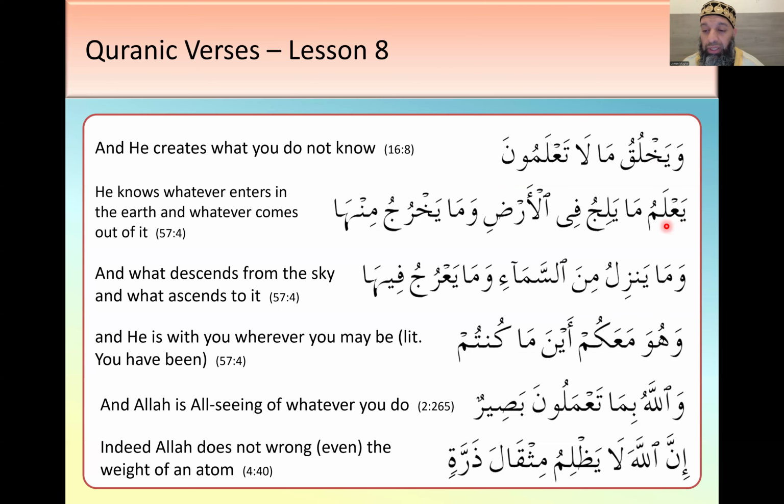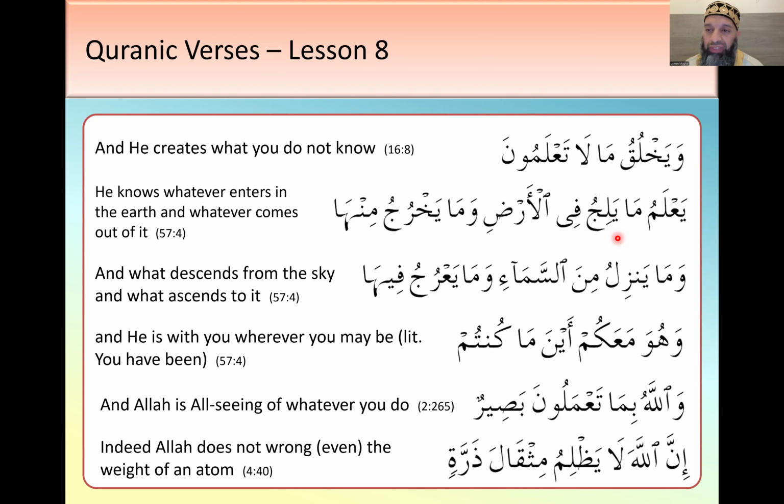Ya'lamu. He knows, because alima is ilm, and the ya makes it he. So ya'lamu, he knows. Ma yaliju. We've not done ma yaliju. Whatever enters. When we enter the house, what do we say? Bismillahi walajna. وَلَجْنَا, yeah? With the name of Allah, we enter.